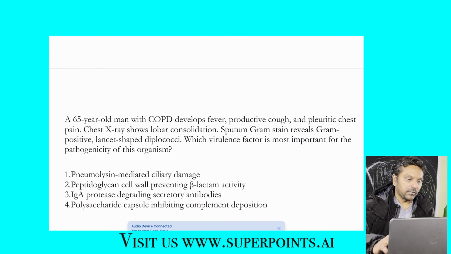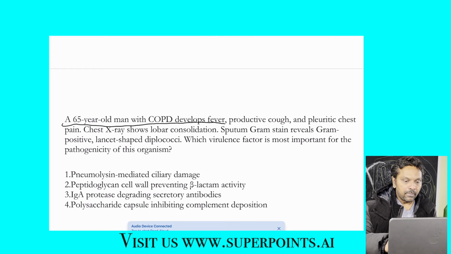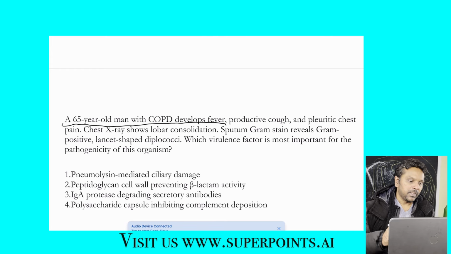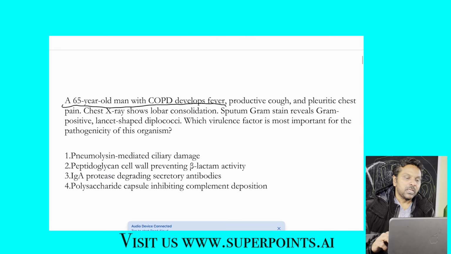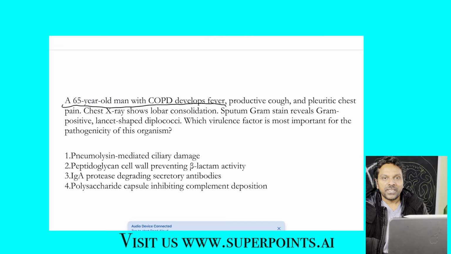Let us go to the next question. A 65-year-old man with COPD develops fever, productive cough, and pleuritic chest pain. Chest X-ray shows lobar consolidation. Sputum gram stain reveals gram-positive lancet-shaped diplococci. Which virulence factor is most important for the pathogenicity of this organism? There are 4 choices here. Choose one best answer, and we will discuss this very, very high-yield topic for your examination.